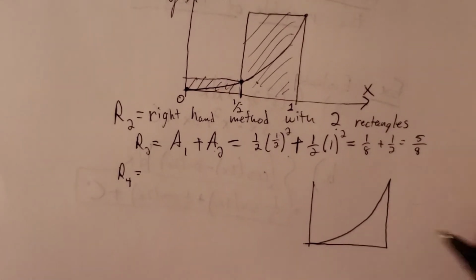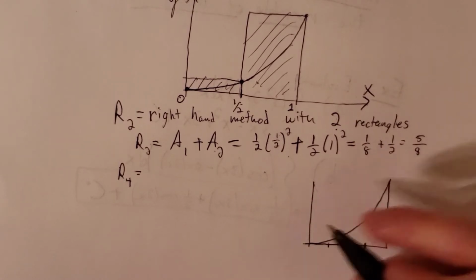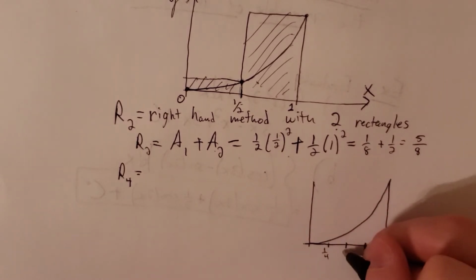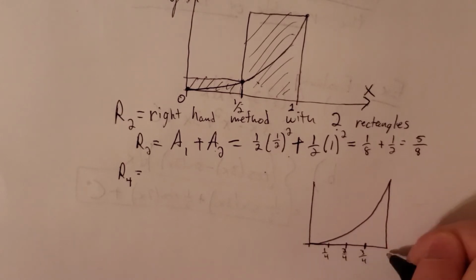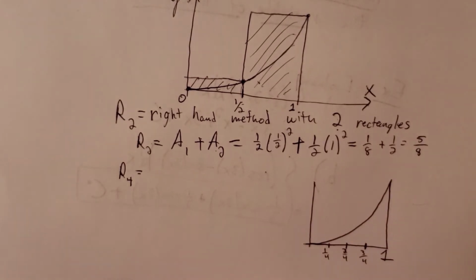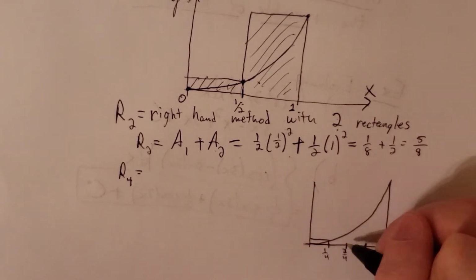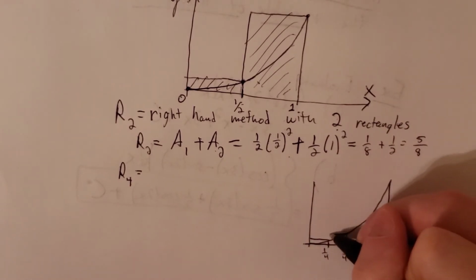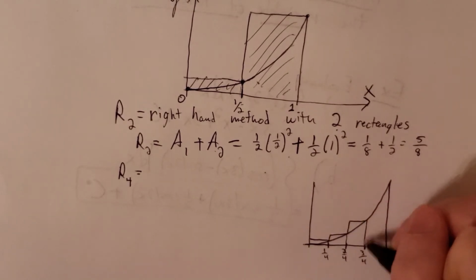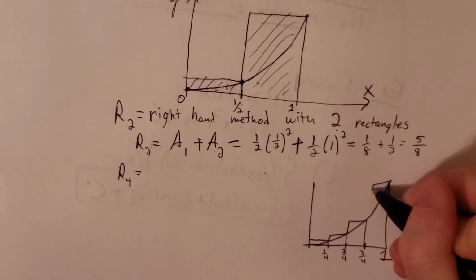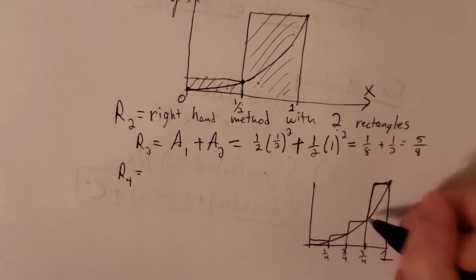Okay, this time we're going to break it up into 4 intervals. So our width here is going to be 1/4. And the height of the rectangles is again the height of the function on the right-hand side of each interval. So let's go ahead and calculate that.